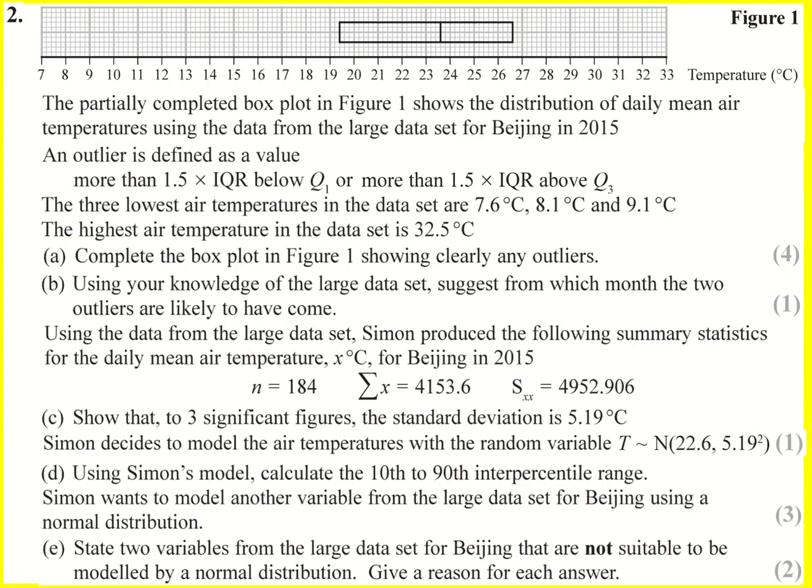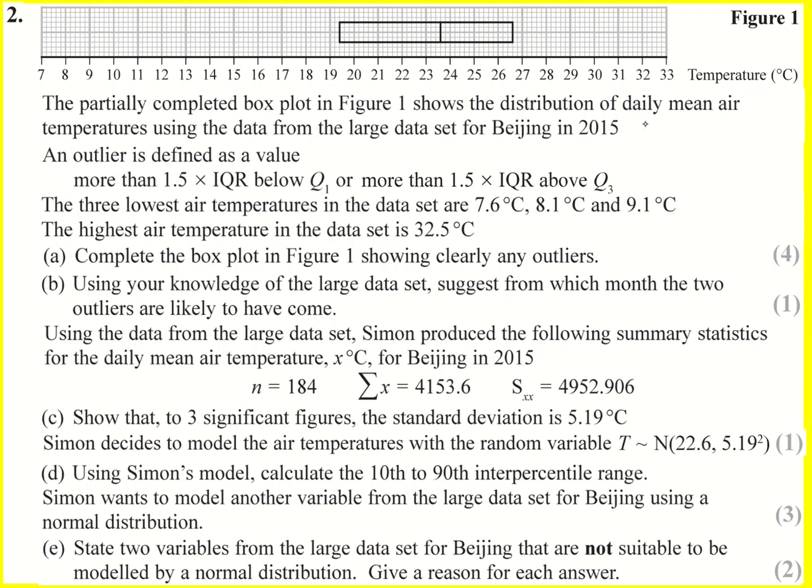Partially completed box plot in Figure 1 shows the distribution of daily mean air temperatures using the data from the large data set for Beijing in 2015. An outlier is defined as either a value more than 1.5 times the interquartile range below the lower quartile or above the upper quartile. We've got three of the lowest air temperatures and the highest, and we're asked to complete the box plot and show any outliers. So we've got to get into the outliers straight away here.